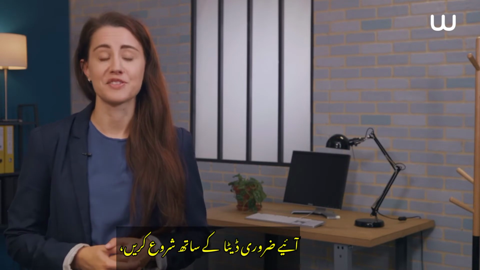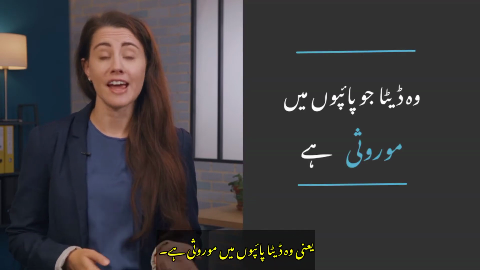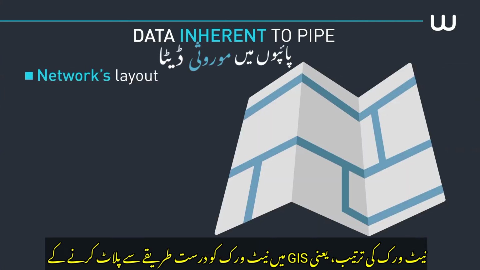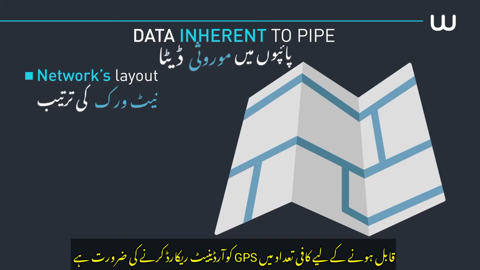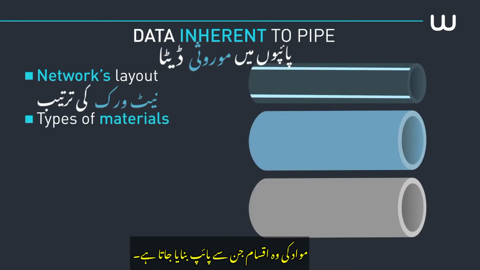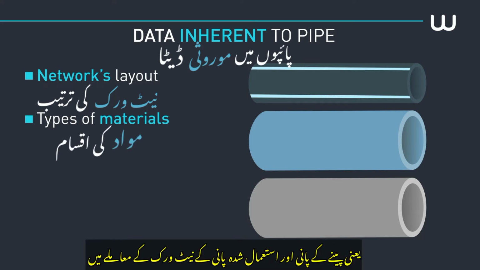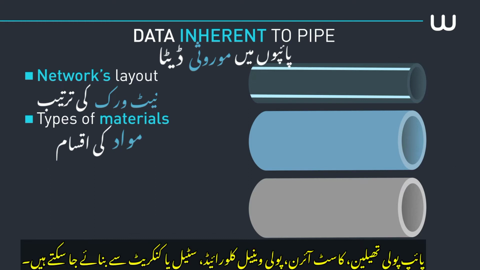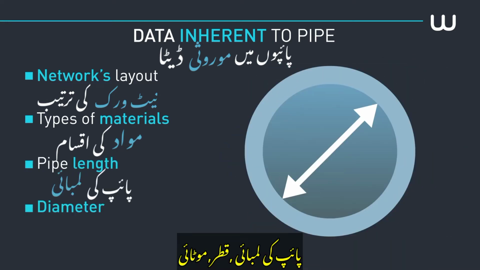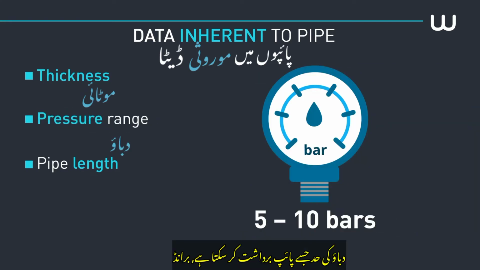Let us start with the essential data, i.e. data that is inherent to pipes. The network's layout, i.e. the need to record a sufficient number of GPS coordinates to be able to accurately plot a network in a GIS. The types of the materials that a pipe is made from, i.e. in the case of drinking water and wastewater networks, pipes can be made from polyethylene, cast iron, polyvinyl chloride, steel, or concrete. Pipe length, diameter, thickness, the pressure range that a pipe can tolerate, and the brand.